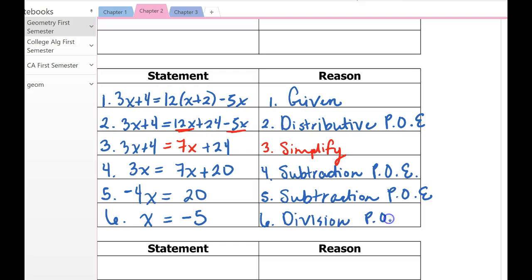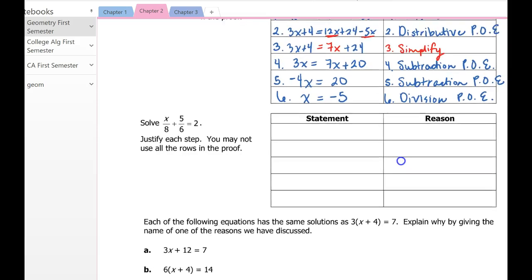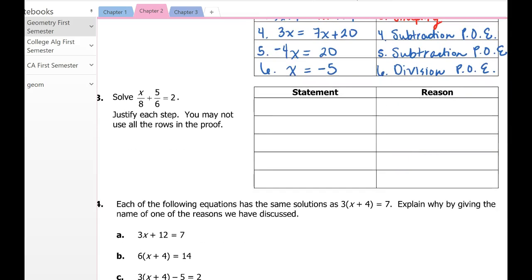See, guys, proofs aren't that bad, right? No, they're easy. They're not bad. Let's keep going. I can get them, anyone can get them. Let's keep going. All right, next statement. What are you going to start with?